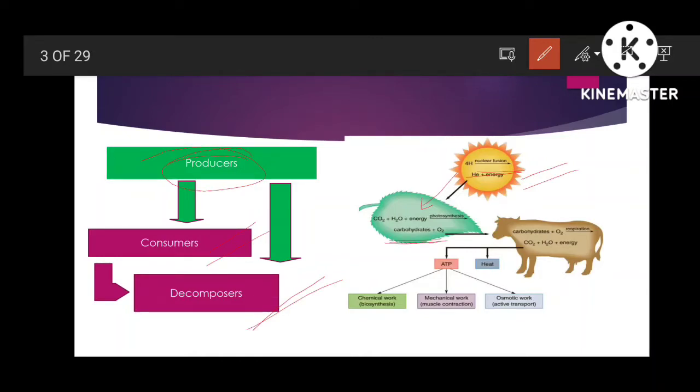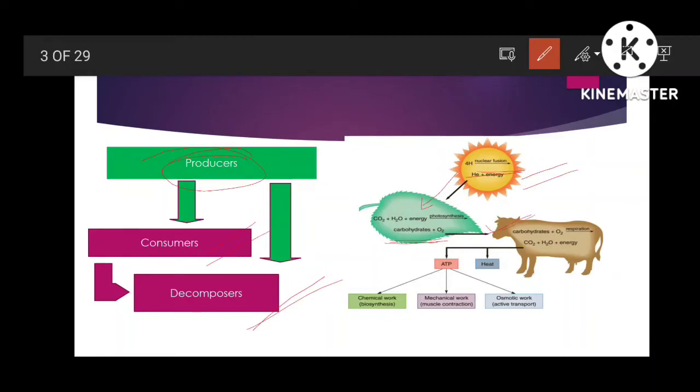Now we all say that energy is stored in the form of carbs. What does it mean exactly? It means that there are specific bonds in the compounds that are energy rich bonds, and due to the breaking down of those bonds, energy is released. In this way, energy is stored in the form of organic compounds.